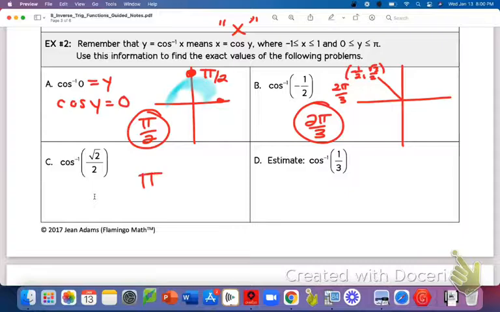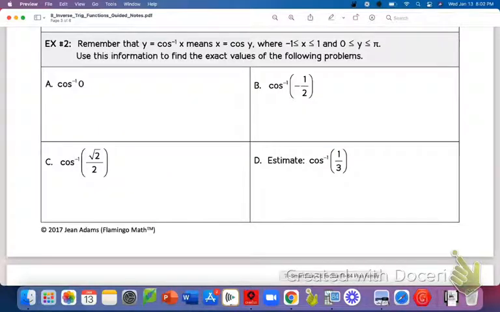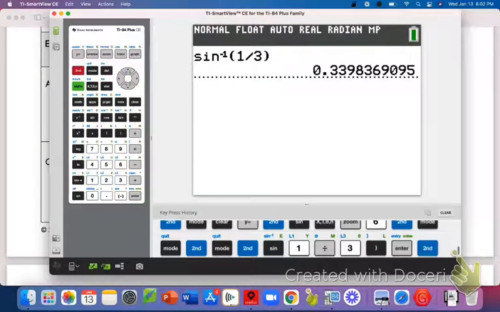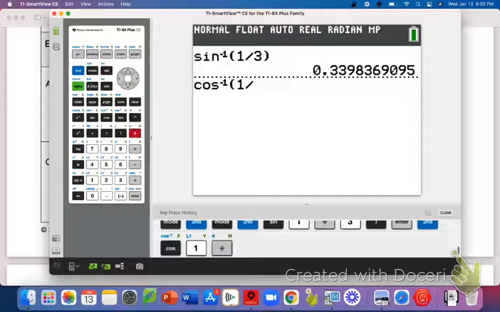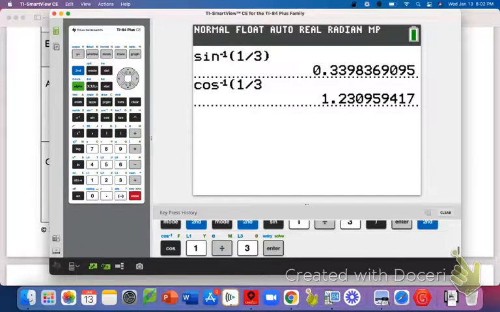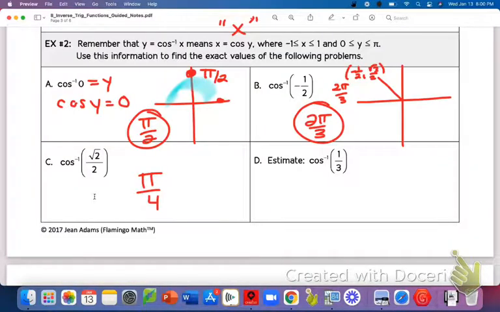√2/2, that's an easy one again. Pi over 4 has to be in quadrant 1. And then using our calculator for cosine inverse of -1/3, 1 divided by 3, enter, 1.23. So approximately 1.23. Okay. Tangent.